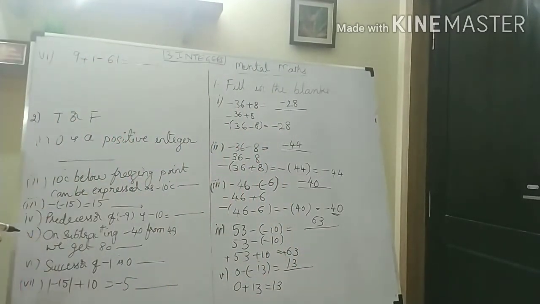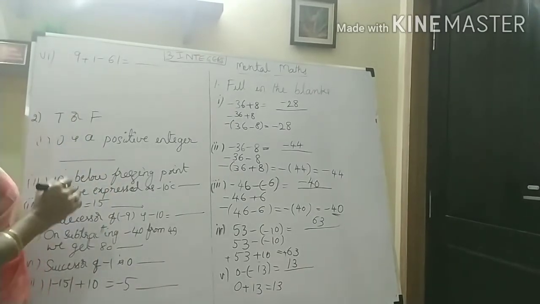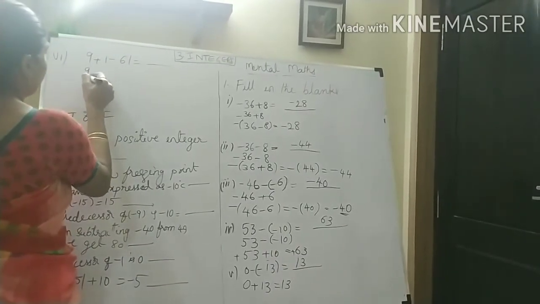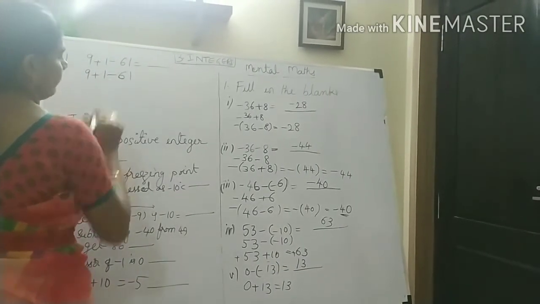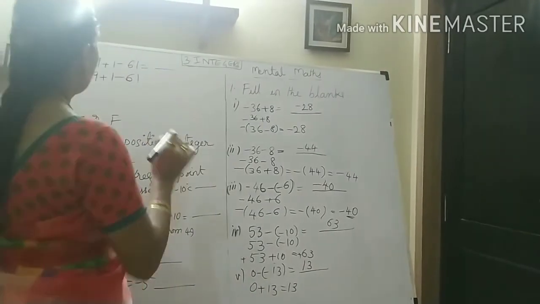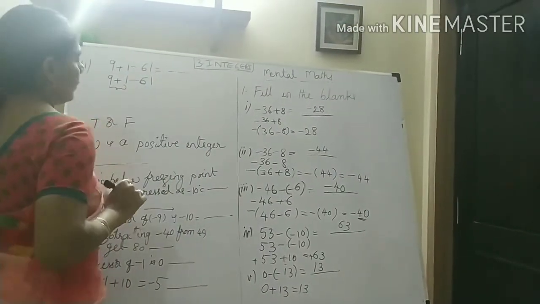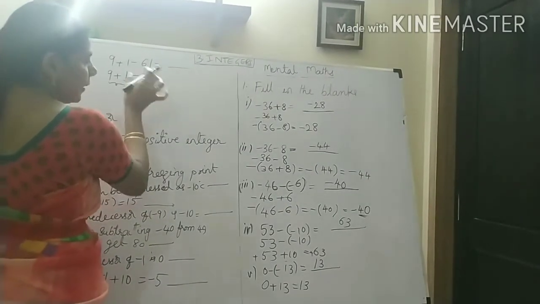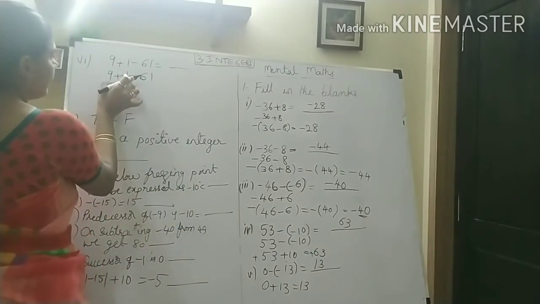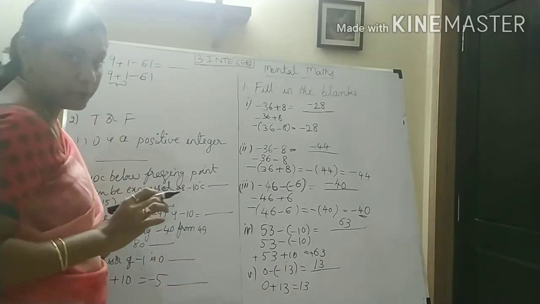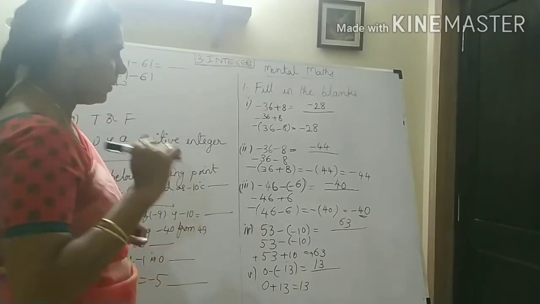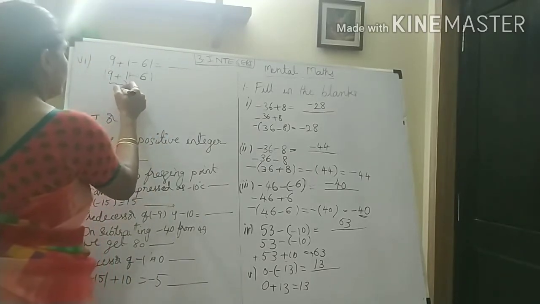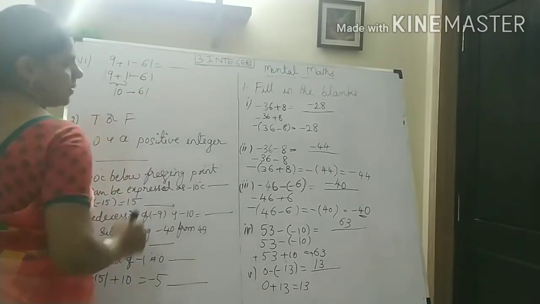Okay. And the next, see the last one, sixth one. 9 plus 1 minus 61. See, 9 plus 1 minus 61. Now, what will you do here? Always keep positive numbers one side, negative numbers one side. Here first two numbers are positive numbers. Here we have only one negative number. Now see, first add these plus terms. 9 plus 1, how much? 10. Minus 61 as it is.